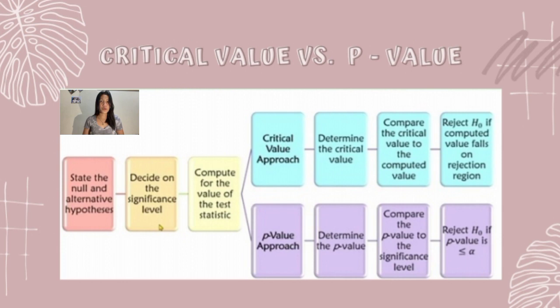From critical value approach, you have to determine the critical value and compare that with the computed value found in step 3. If the computed value falls into the rejection region, we reject the null hypothesis. If you choose the p-value approach, the first thing to do is to determine the p-value and then compare the p-value to the significance level from step 2. If the p-value is less than or equal to the significance level, we reject the null hypothesis. Whatever you choose of these two approaches, it will lead to the same decision and conclusion.